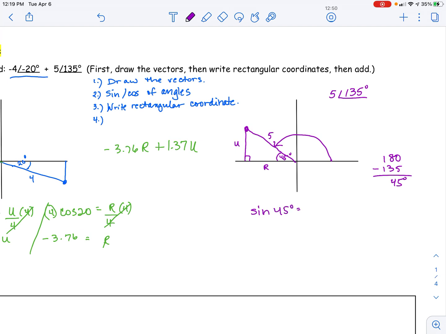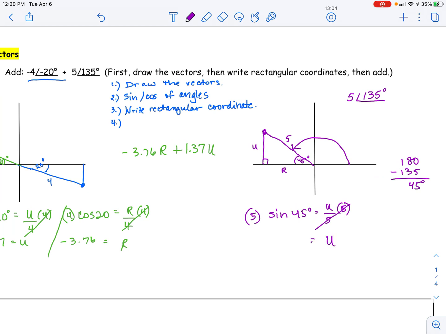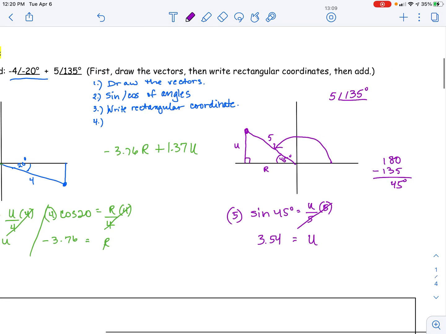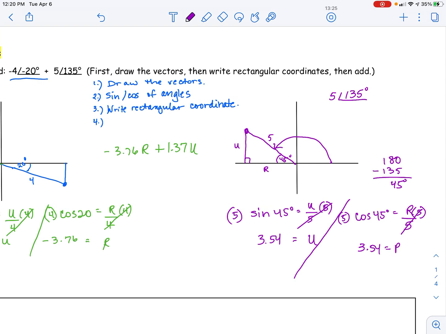Which gives us our angle's measurement to find the sine of 45 degrees, which is opposite, which is the up over the hypotenuse, which is 5. And the sine, I gotta rewrite that, equals 3.54. If you put that in your calculator, you should get 3.54. Now let's find the cosine of 45 degrees. It's going to be adjacent, which is right over the hypotenuse, right? So we're going to solve for that. And you're going to end up with 3.54 again. Okay? So now we have those measurements.